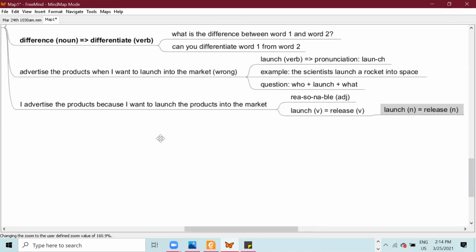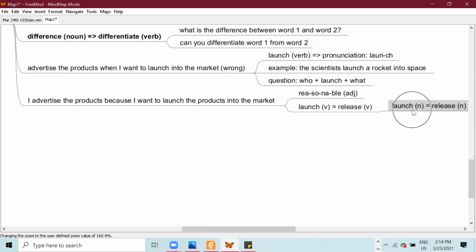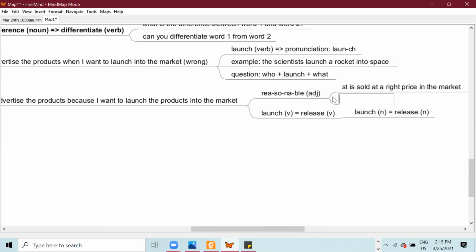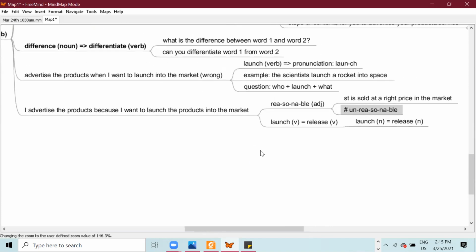So right now, I want you to think of one situation using the word launch and release, and then give me a situation for the word reasonable. If something is reasonable, it means that thing is sold at a right price in the market. If something is not reasonable, you have the antonym, which is unreasonable. You can say that the price is unreasonable for me to buy this kind of product in the market. Do you understand me?